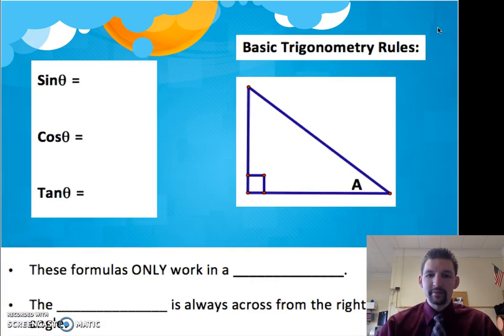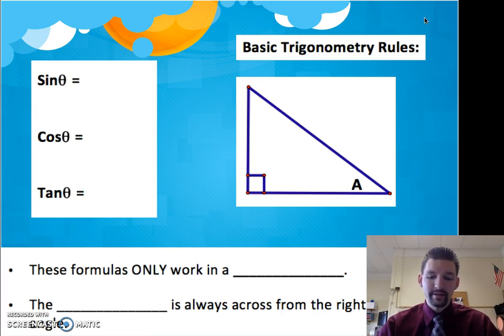So let's get a little more complicated than that and talk about some basic trigonometry rules. There are 6 trig functions: sine, cosine, tangent, secant, cosecant, and cotangent. We are going to talk about the basic trig, which is just sine, cosine, and tangent right now. These are ratios, which means they're going to equal fractions.